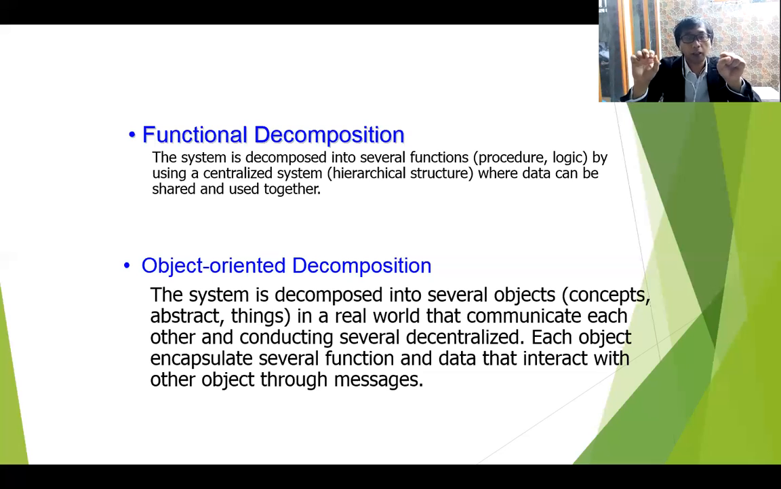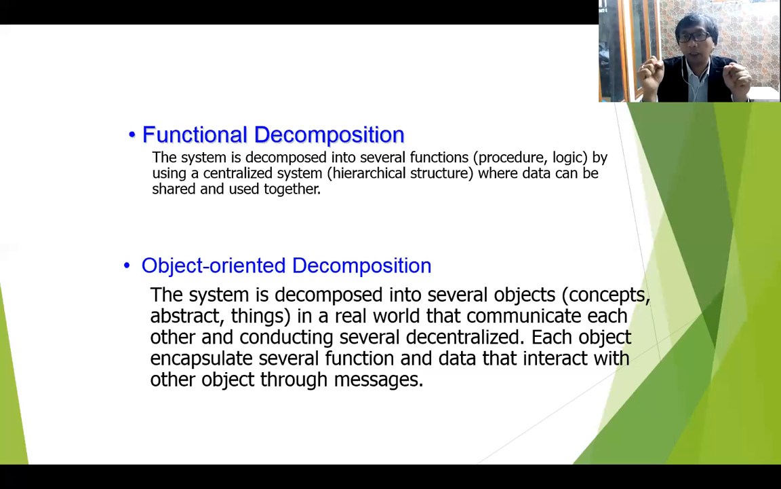So object B will only get the value of the attribute by requesting the value from object A. Object B cannot access the attribute directly. It has to ask object A to give it to object B. So this is the common or general concept of the object-oriented method.